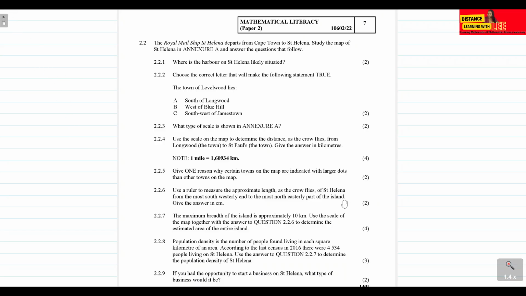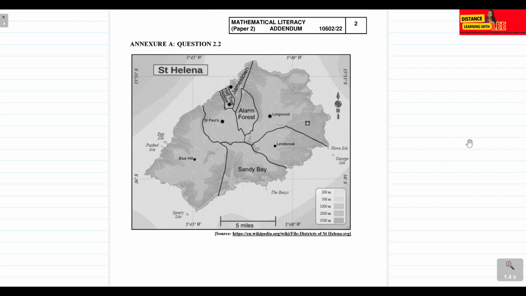We're going to be using a map to help us basically answer the questions that are given to us. We're going to be using the map that is given in Annexure A, all right? So we're going to be using this map. For this question, guys, please note that since I am using an electronic copy, my answers are not going to be accurate. If you use the method to help you answer your question, you should be fine.